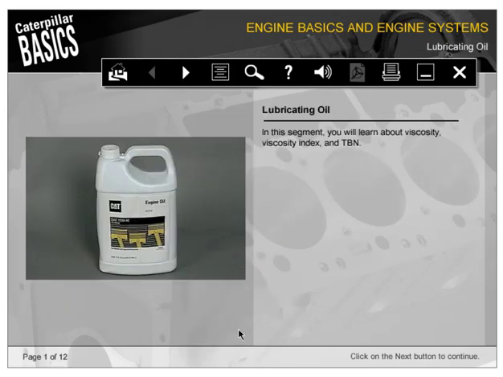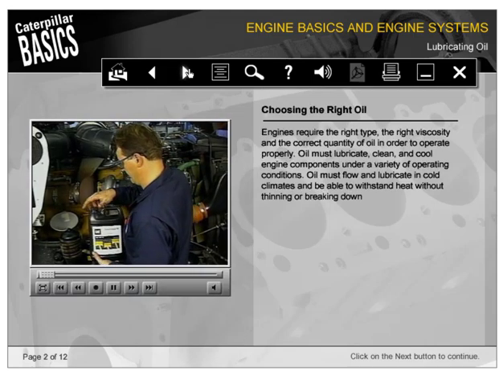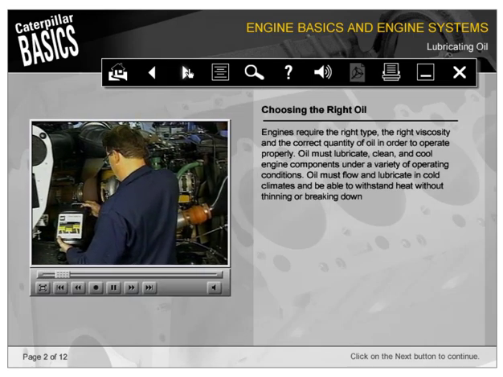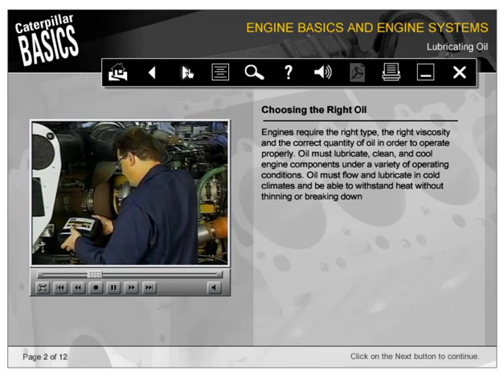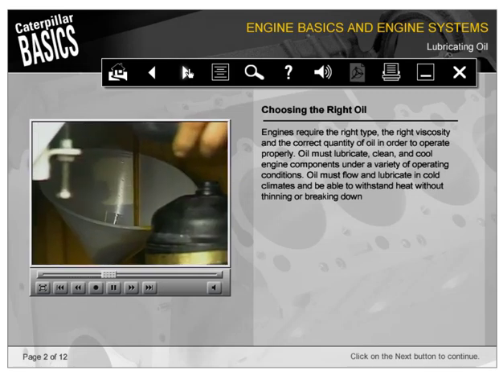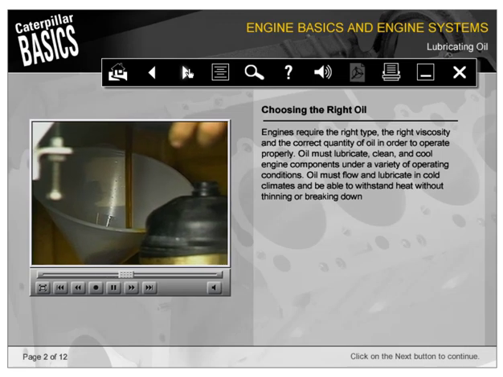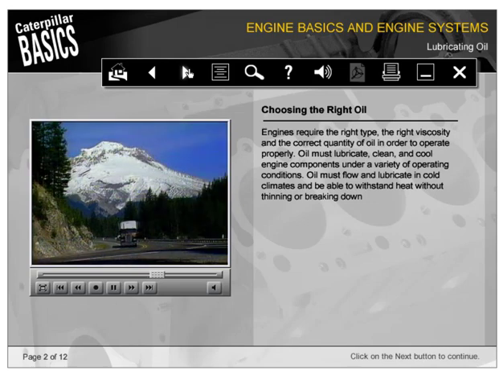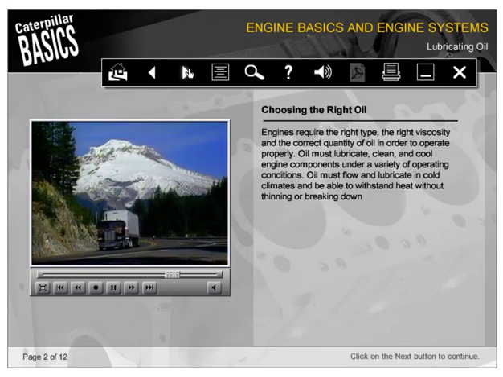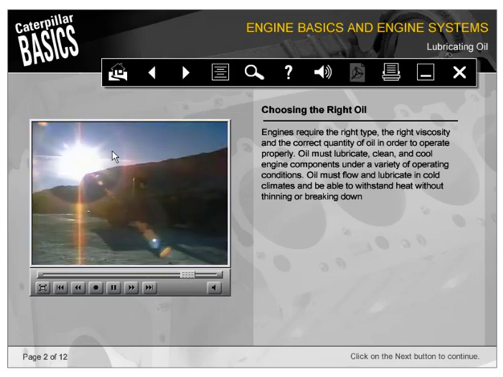In this segment, you will learn about viscosity, viscosity index, and TBN. Engines require the right type, the right viscosity, and the correct quantity of oil in order to operate properly. Oil must lubricate, clean, and cool engine components under a variety of operating conditions. Oil must flow and lubricate in cold climates and be able to withstand heat without thinning or breaking down.